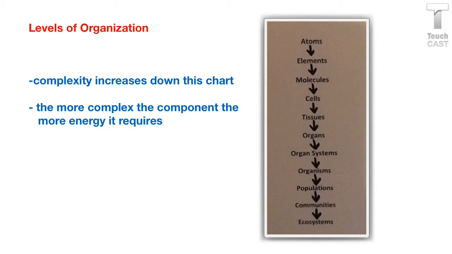So starting with atoms, each component gets more complex as you go. So as you go down the chart, these become more complex. So for example, organs are more complex than tissue, and tissue is more complex than cells. Now, the more complex it is, the more energy it requires. So a community would need more energy than a population, and an element would need more energy than an atom. This is why bigger organisms, such as elephants, require more energy than smaller ones like mice.